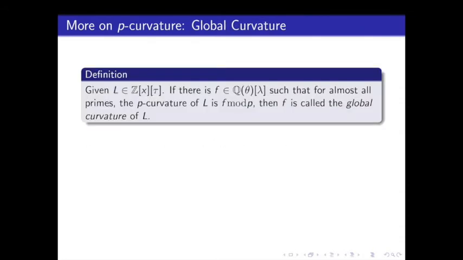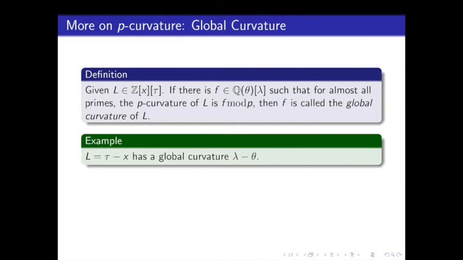Okay, so here's the global curvature thing. Let's see this example. So L equals tau minus x. What does it exactly mean for almost all primes? It means for all but finitely many primes, because the prime number could appear in the denominator. And how many of those would you exclude? Do you know, based on L?